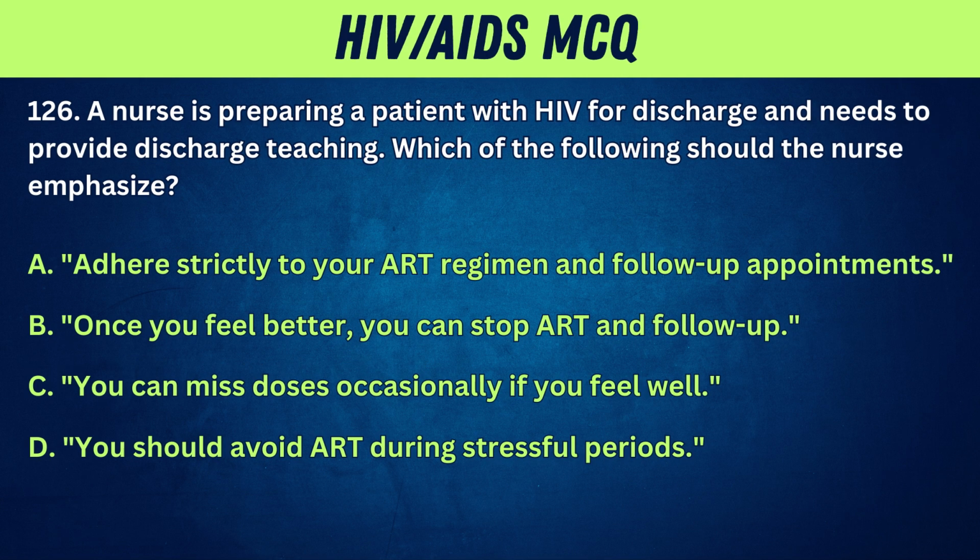126. A nurse is preparing a patient with HIV for discharge and needs to provide discharge teaching. Which of the following should the nurse emphasize? A. Adhere strictly to your ART regimen and follow-up appointments. B. Once you feel better, you can stop ART and follow up. C. You can miss doses occasionally if you feel well. D. You should avoid ART during stressful periods.